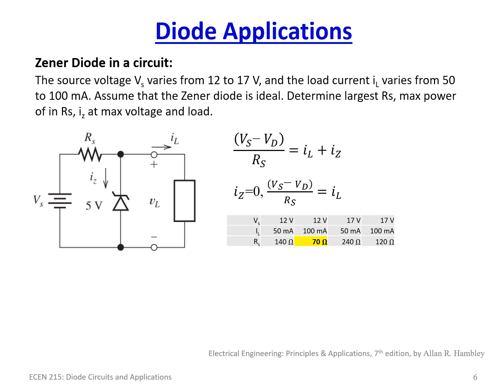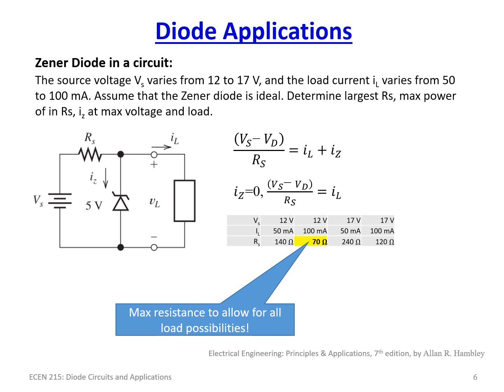Because if we installed 140 ohms here, that would work for 50 milliamps, but if you tried to pull 100 milliamps, then the voltage here would not be 5 volts anymore. You would end up pulling less voltage. In other words, the voltage drop here would not work, and this circuit would not conduct anymore because it's no longer reverse biased. So we require 70 ohms because of this. So this allows for all the load possibilities.